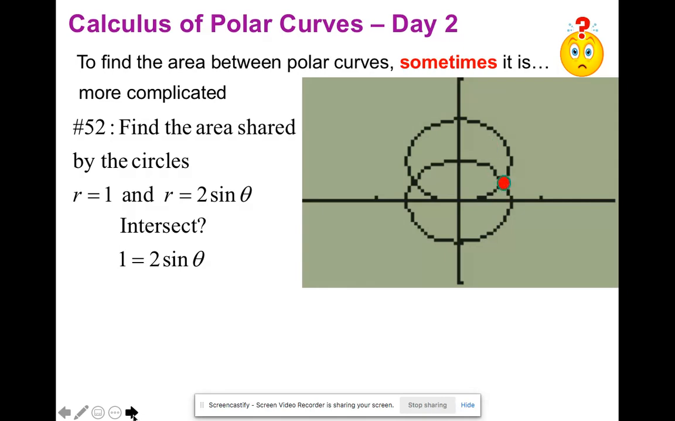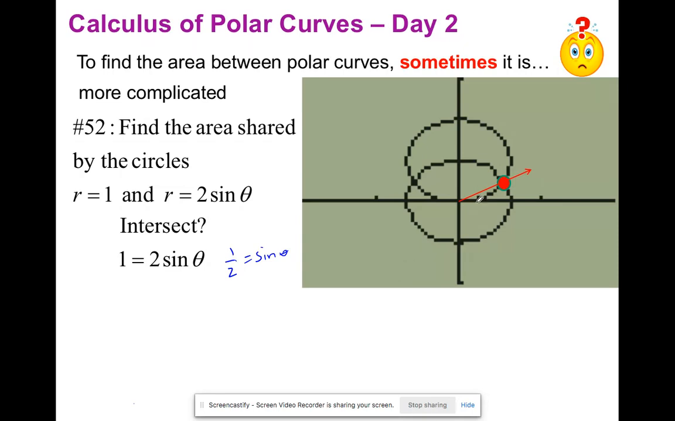Firstly, let's look at that place of intersection. Now, I know there's another point over here, but remember, I'm going to end up using symmetry and multiplying by 2. So where's my point of intersection? Where is sine equal to 1/2 in the first quadrant? That's pi over 6, right? So I'm going to draw a radius out through pi over 6.